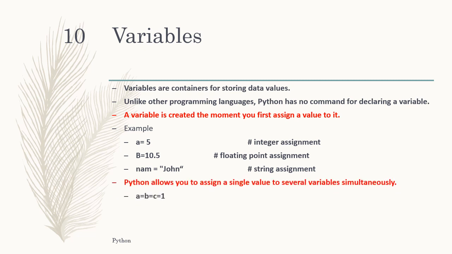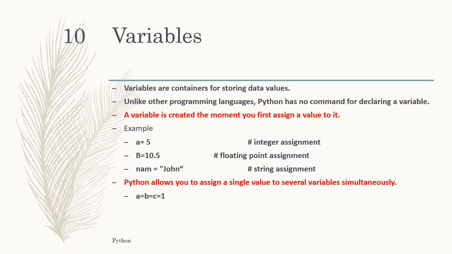Python allows you to assign a single value to several variables simultaneously. That is, we can assign A equal to B equal to C equal to 1. Here, an integer object is created with value 1, and all the three variables are assigned to the same memory location. That is, A is assigned 1, B is assigned 1, C is assigned 1. But all these three, A, B, C, are assigned to the same memory location.